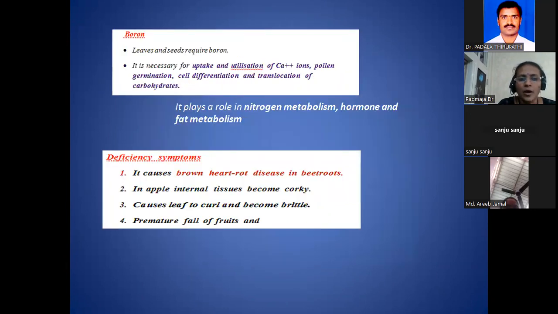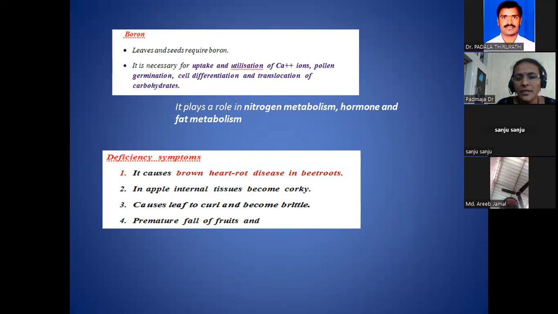And boron. Boron is a very important micronutrient, and the leaves and seeds require boron very much. It is necessary for uptake and utilization of calcium ions, and pollen germination. For pollen germination also, boron is very, very essential. And also cell differentiation and translocation of carbohydrates. The cells have to differentiate in order to form the organs, so this plays a very important role, and also in the translocation of solutes and carbohydrates.